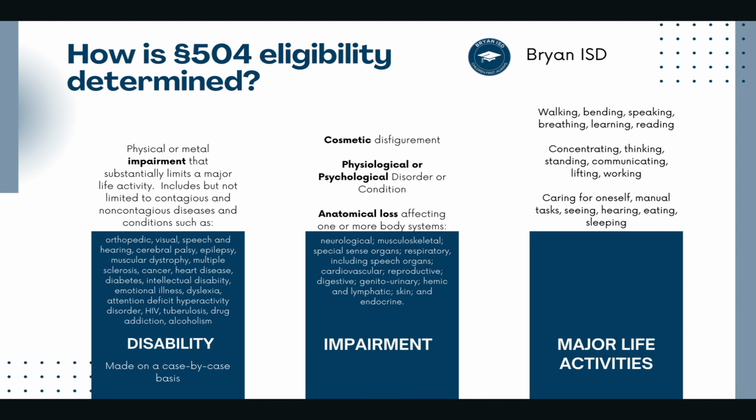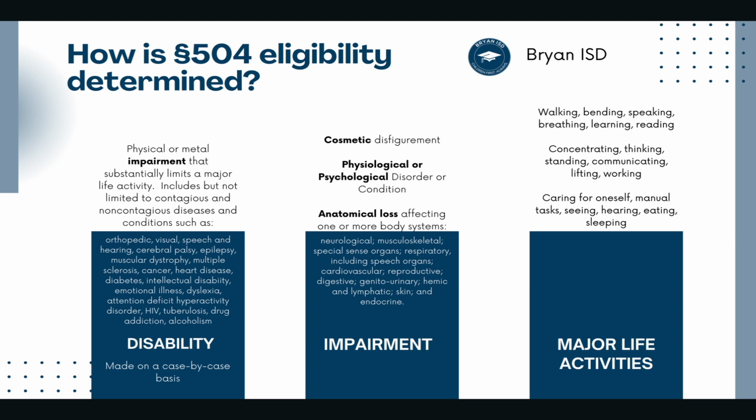So when you're thinking about the impairment, this is going to include a cosmetic disfigurement, a physiological or psychological disorder or condition, or an anatomical loss that affects one or more body systems. And so those body systems might be neurological, musculoskeletal, respiratory, speech, cardiovascular, reproductive, digestive, lymphatic, skin, endocrine. Those are just a list of some of the systems that could be affected.